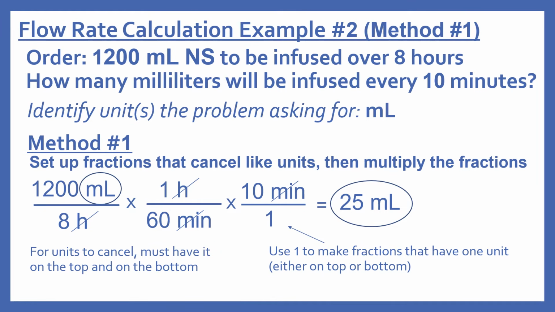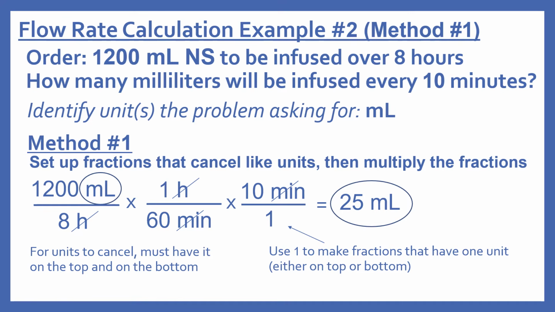Okay, now we'll look at example number 2 with method number 1. So it's a very similar problem here. We have 1200 milliliters of normal saline to be infused over 8 hours. How many milliliters will be infused every 10 minutes? So we're looking again for milliliters, but instead of for every hour, we're going to find for every 10 minutes.